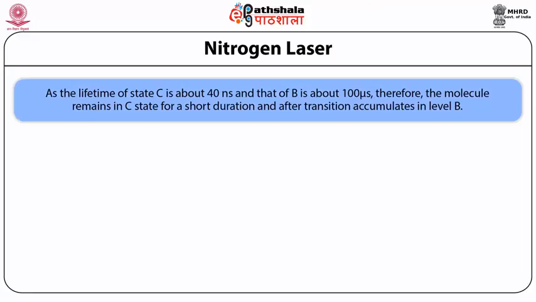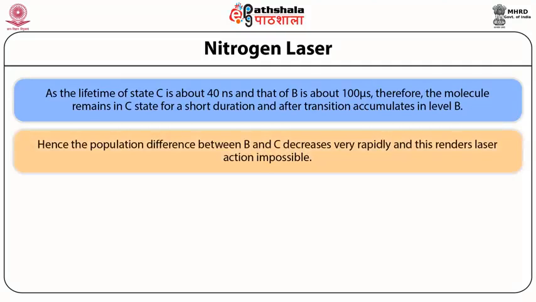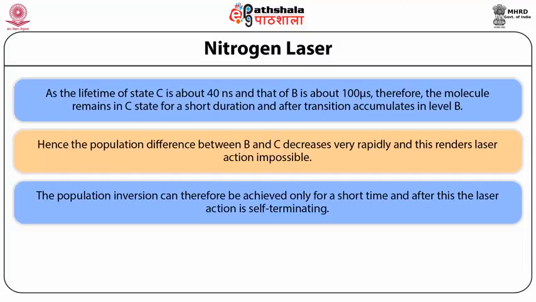As the lifetime of state C is about 40 nanoseconds and that of B is about 100 microseconds, the molecules remain in the C state for a shorter duration and after transition accumulate in level B. Hence, the population difference between B and C decreases very rapidly and this renders laser action impossible. The population inversion can therefore be achieved only for a short time, and after this the laser action is self-terminating.